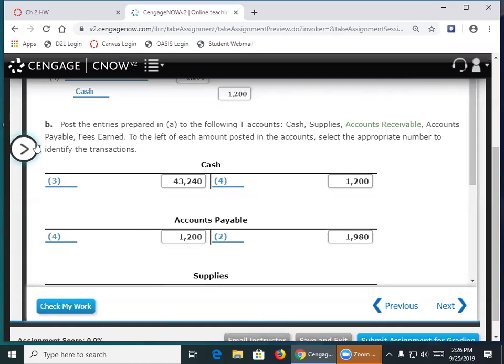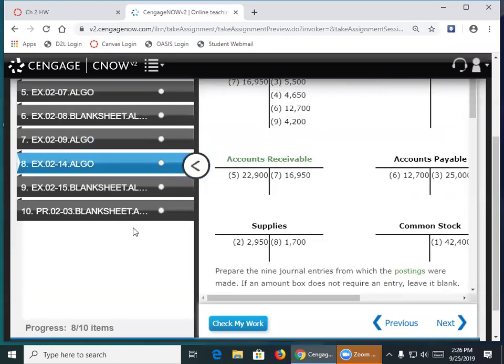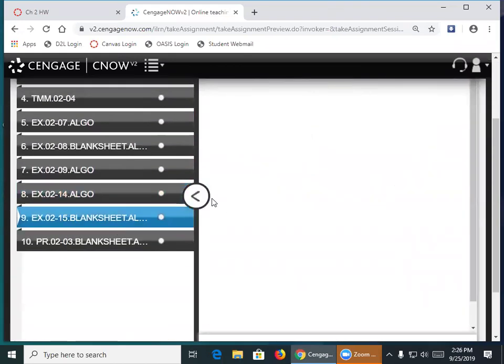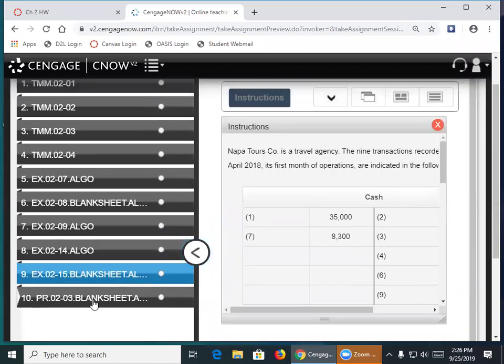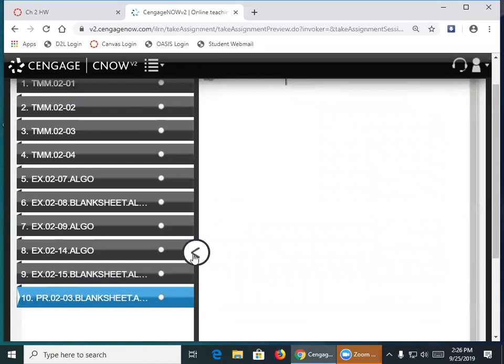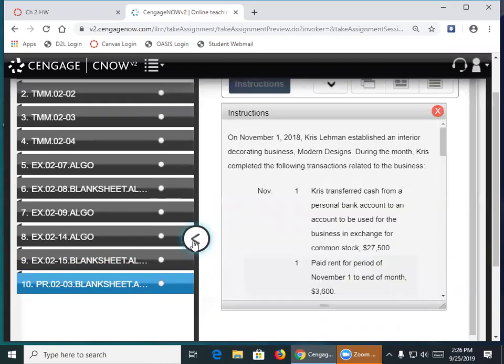Let's see. What's this one? I know you have the bigger ones. What's this one? Like the very last one is a big problem, isn't it? Let's see.